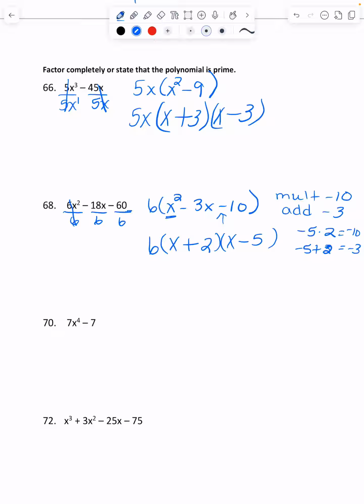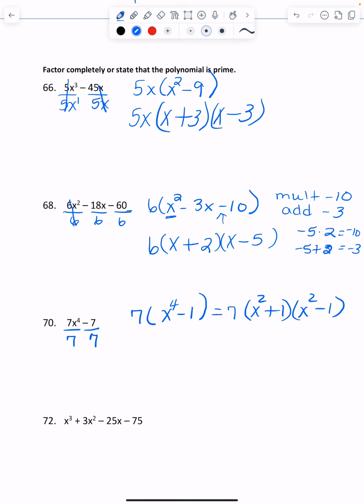Okay, number 70 has a GCF of 7. So when I divide both of these by 7, I get x to the 4th minus 1. What remains is 2 terms. It's squares or cubes. 4 is an even number, so it's squares. So I'm going to break it down into 2 sets of parentheses, plus minus. x to the 4th breaks down into x squared times x squared. 1 breaks down into 1 times 1.